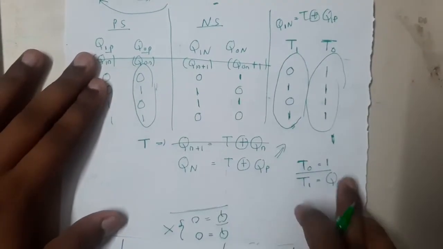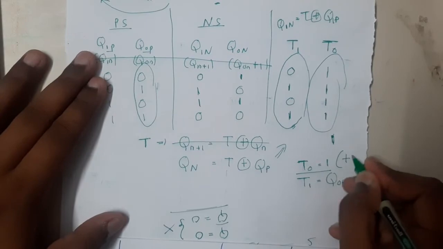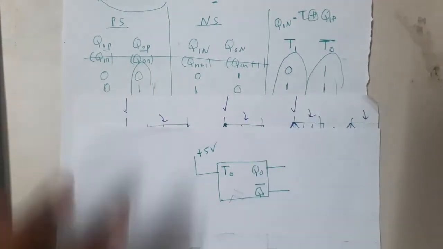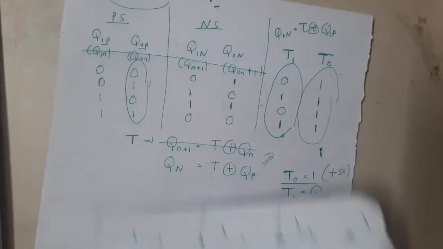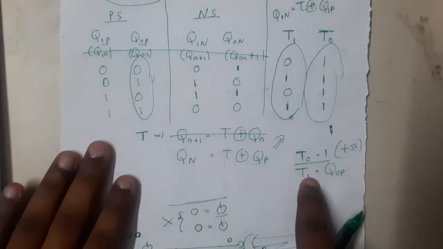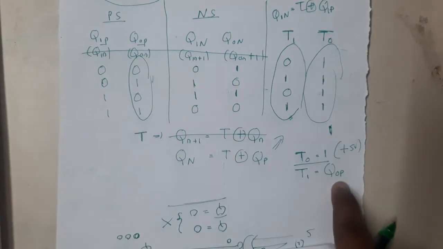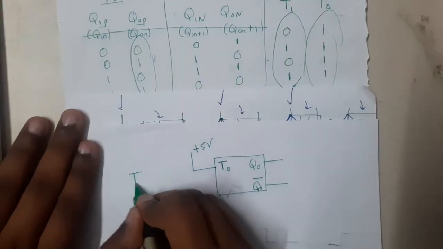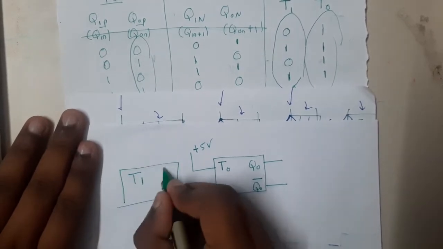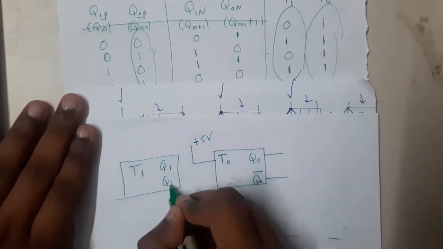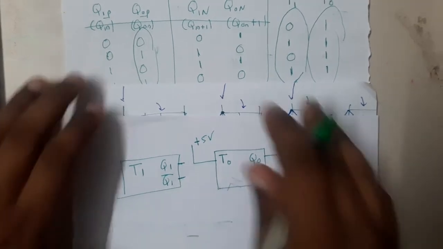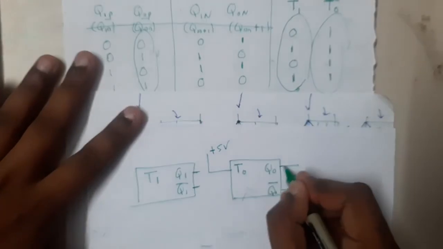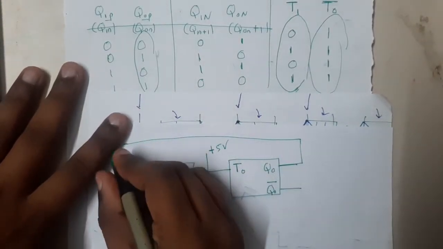So we clearly know that the input is 1, means it is indirectly plus 5 volts, right? If you recall, yes. So this is plus 5 volts. Okay, so now moving on to this. T1 is equal to Q0 present. So let us write the T1 flip-flop here. It will give Q1 and Q1 bar, so it will give two outputs. We clearly know that T1's input is nothing but Q0's present. So it will look in this way, right?